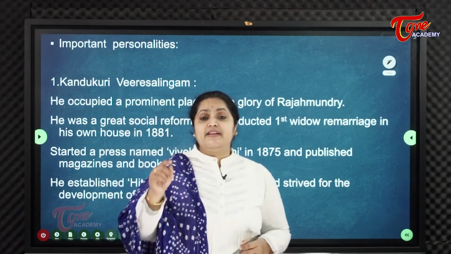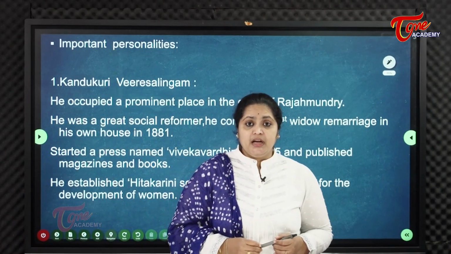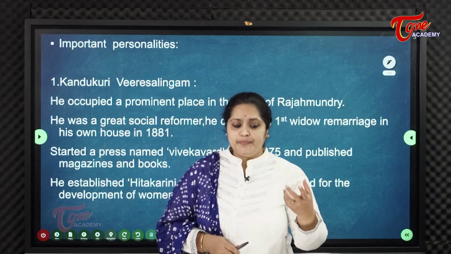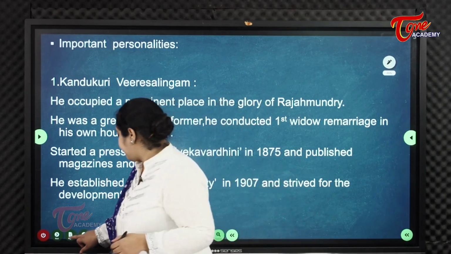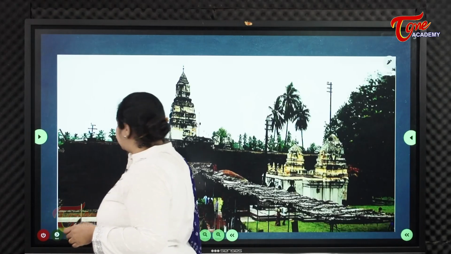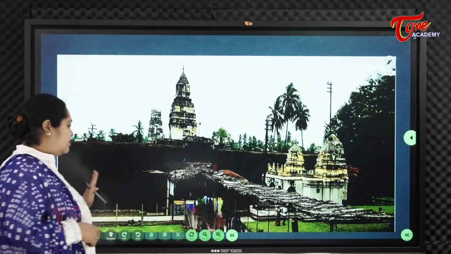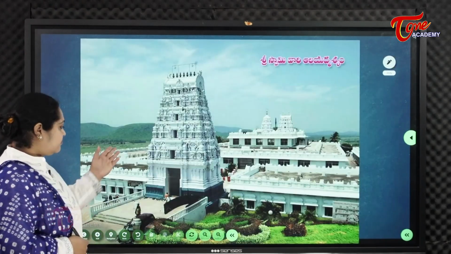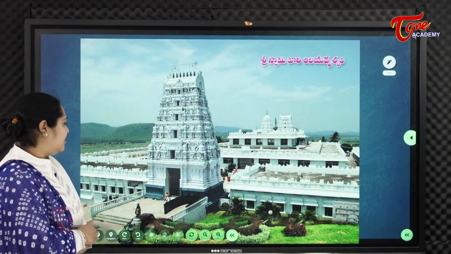Apart from this, there is also the Koringa Wildlife Sanctuary, which is very famous. Next one is Dindi Resort. This is the Draksharamam temple, a view of the Draksharamam temple. Next is the Annavaram Satyanarayana Swami temple.